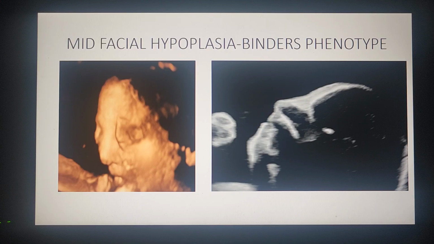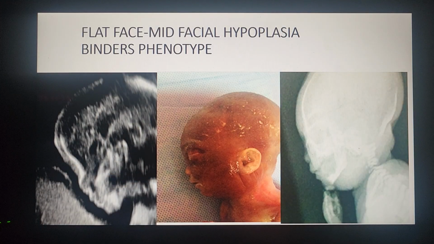Now, since it is common, we need to know the associations and we need to know what to do when you have a binder's face. Now this is an antenatal binder's face. That's the abortus showing a flat face, and that's the X-ray of the abortus, again showing a flat face with a mid-facial hypoplasia.